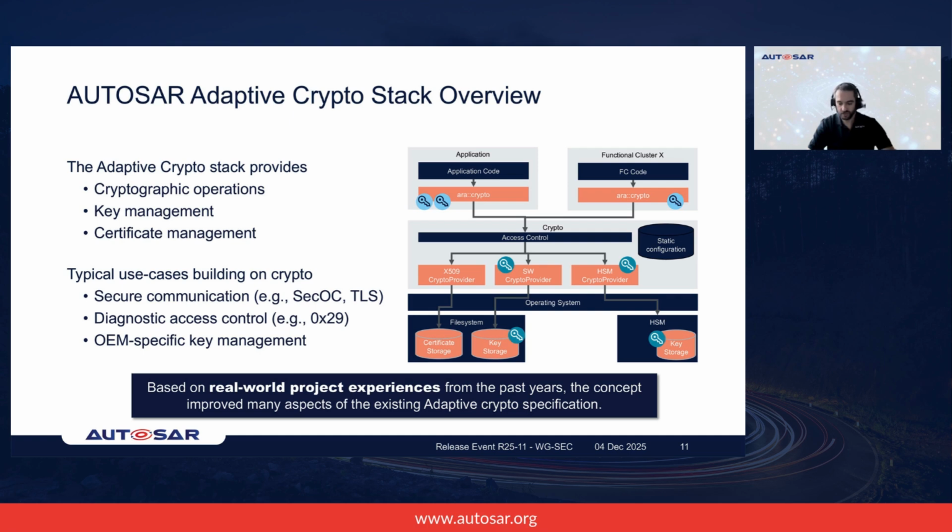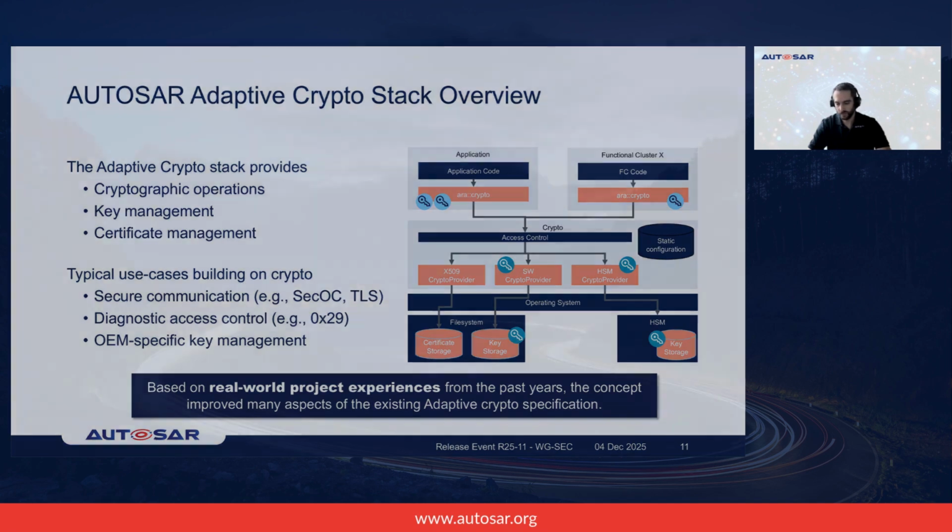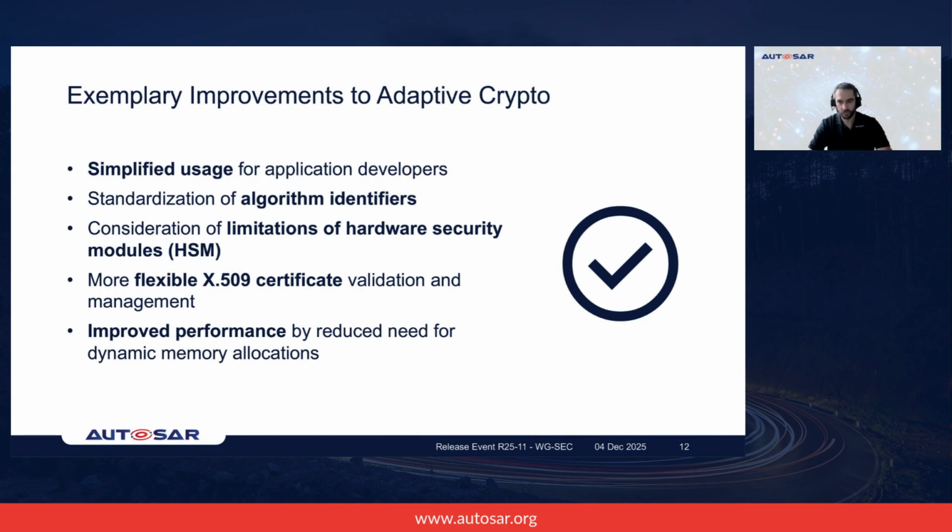The functional cluster cryptography is already available with AUTOSAR since, I think, 17-11. However, we have now received feedback from real-world projects in the past years, highlighting challenges with the current design, and we have taken this feedback and addressed it with the AUTOSAR release 25-11. We can see example improvements in the adaptive crypto functional cluster. The main focus was improving the application developer experience, meaning that we have improved the APIs with simplified usage.